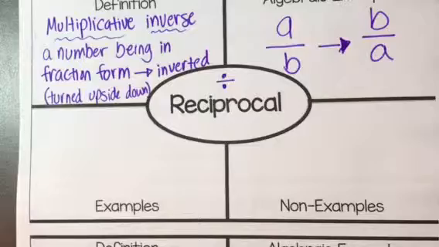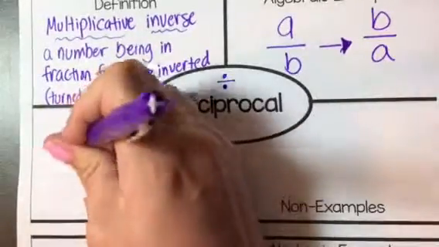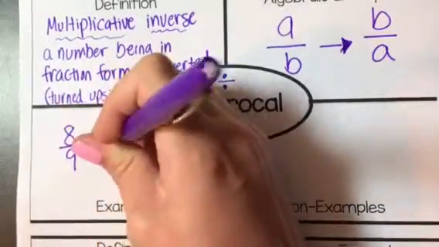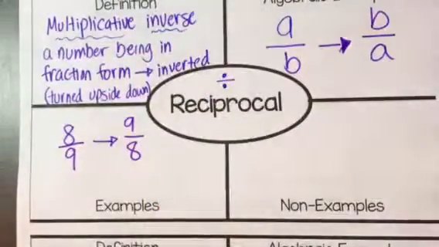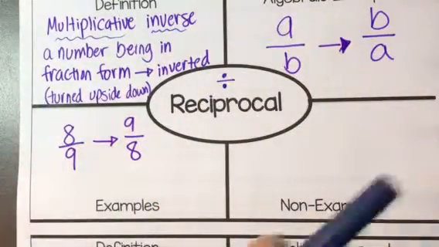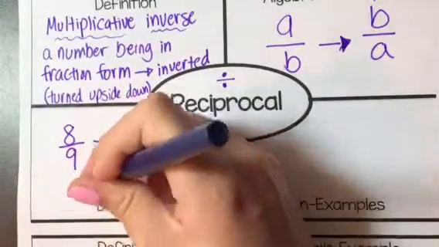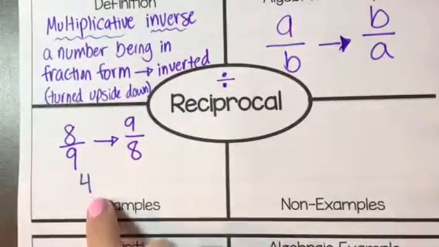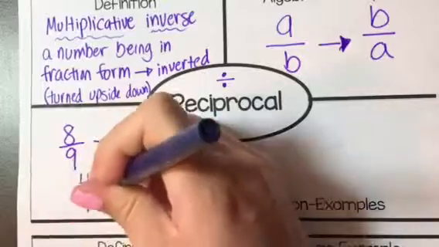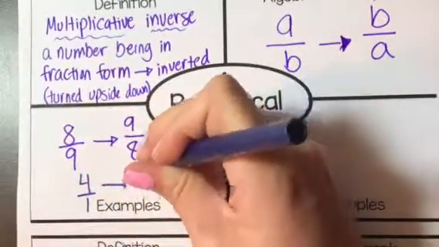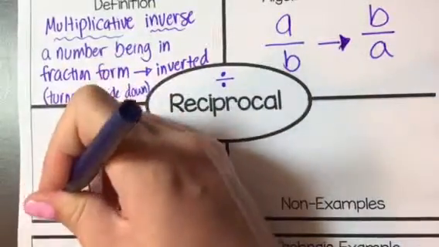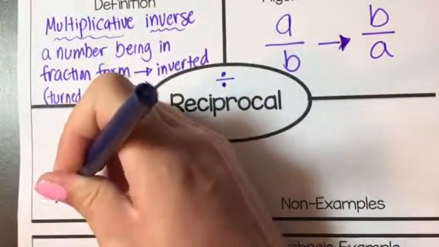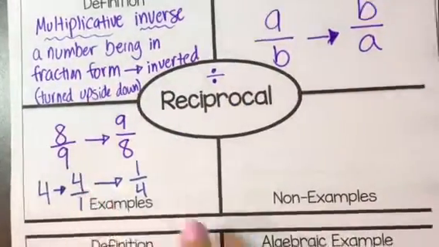So for an example, let's say I have 8 over 9. Its reciprocal would be 9 over 8. The same can be said about whole numbers too. So let's say I have 4. Well, a whole number as a fraction is really 4 over 1. So its reciprocal would be 1 over 4. Actually, you know what? I'm going to put a 4 in front. So you see how we got that. Make sure this matches your notes.